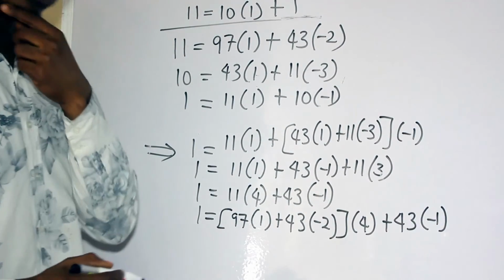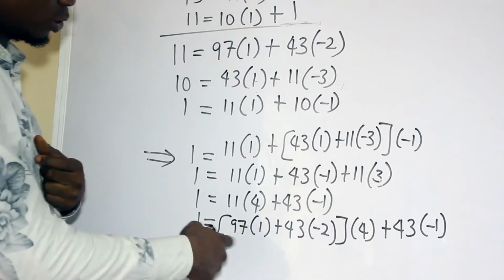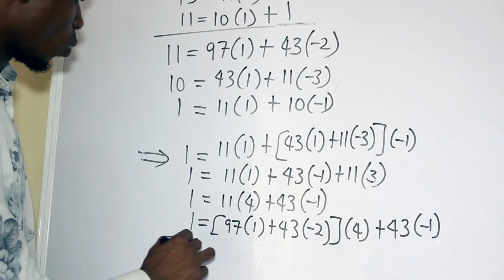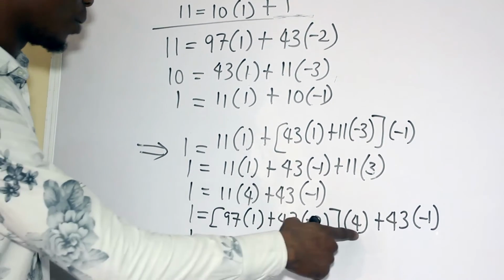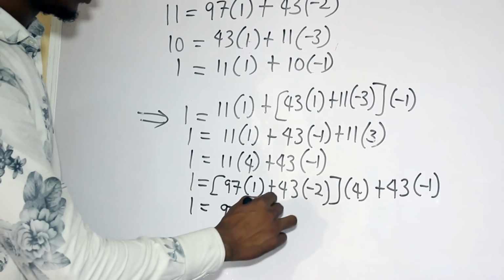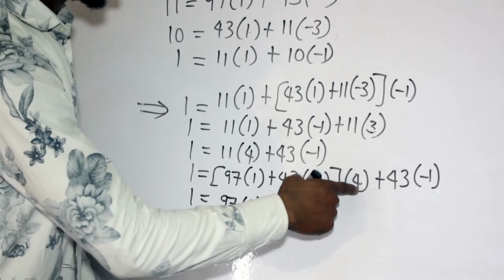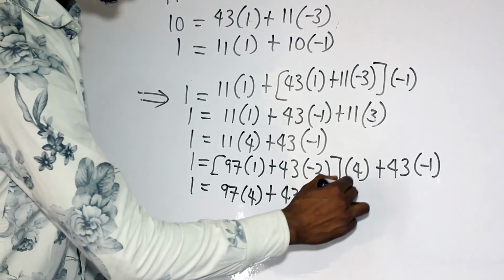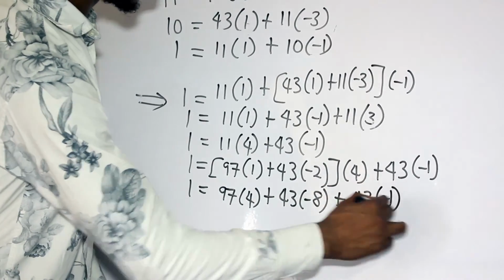4 opens the bracket up, and then we have plus 43 and then minus 1. Now, when this is done, the number 4 here in parentheses is going to open up our bracket here. So this is going to become 1 equals 97. 1 multiplied by 4 is 4. And then we have 43 minus 2 times 4 is minus 8. And then we have plus 43 minus 1.